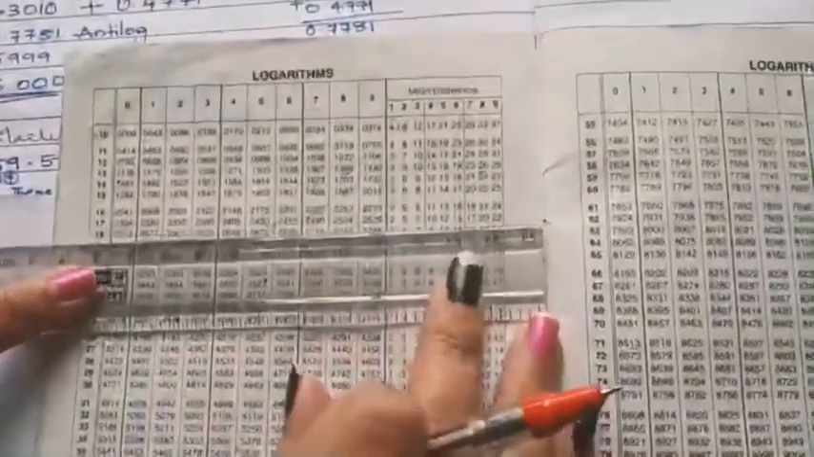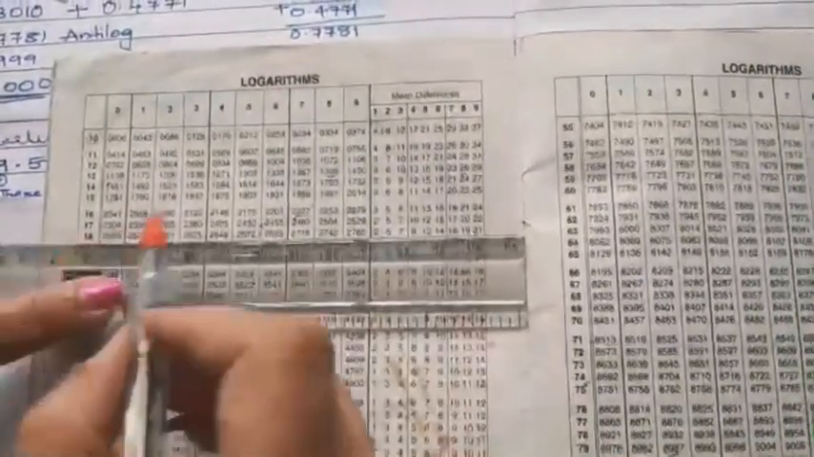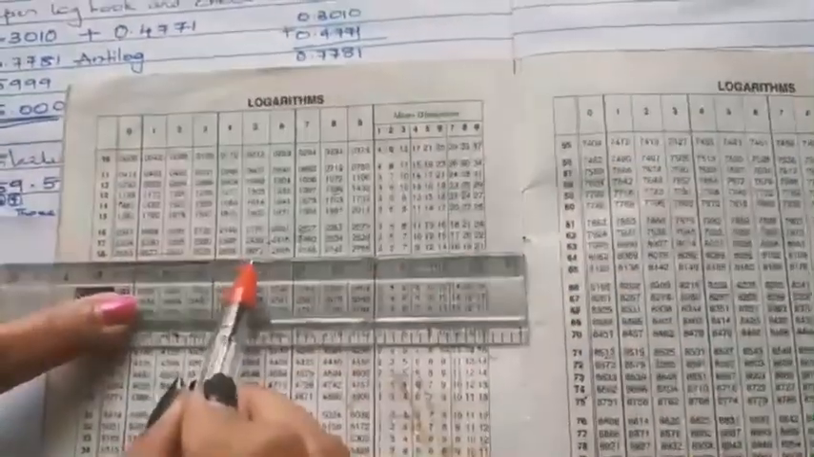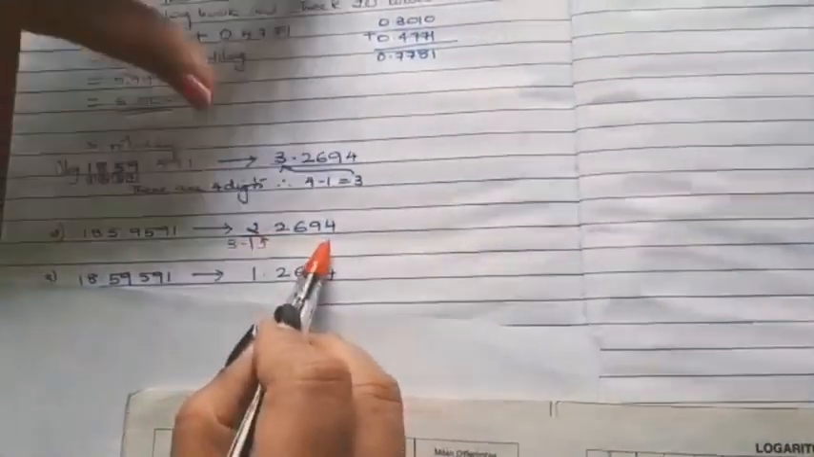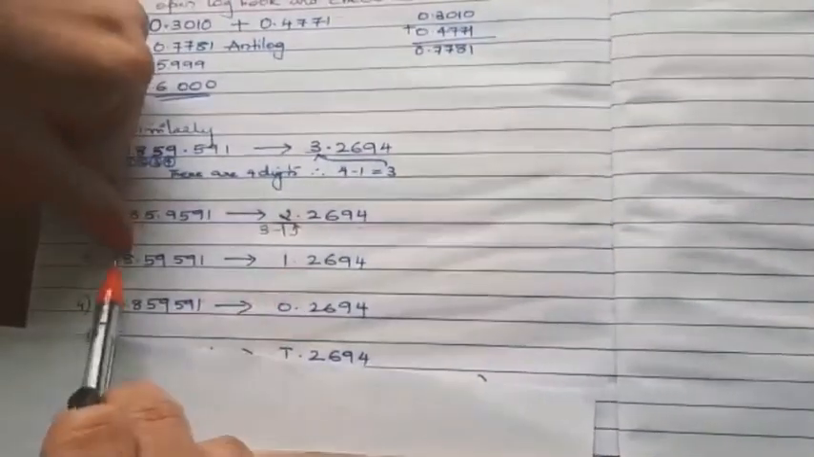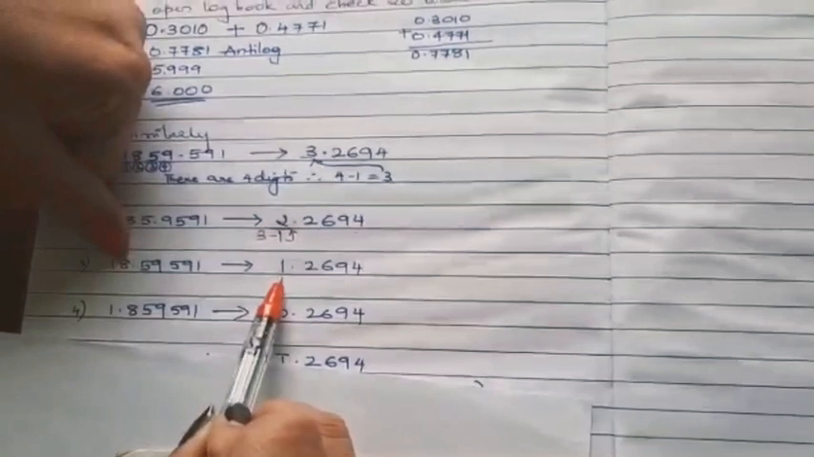18, you keep the ruler here. 18 under 5 and under 9. Same 2672 plus 21, you will get 2694. So it is the same number. Again I will shift the decimal, 18.59591. 2 digits minus 1, you will get 1.